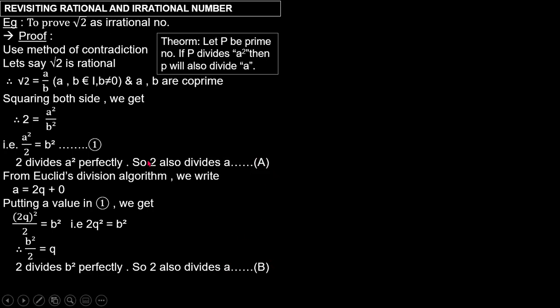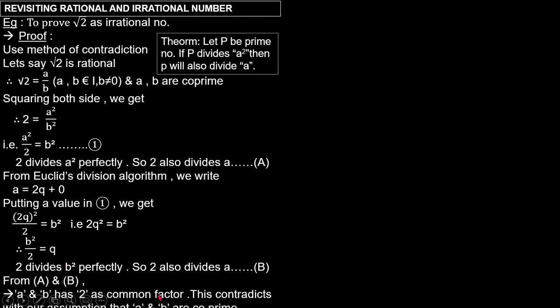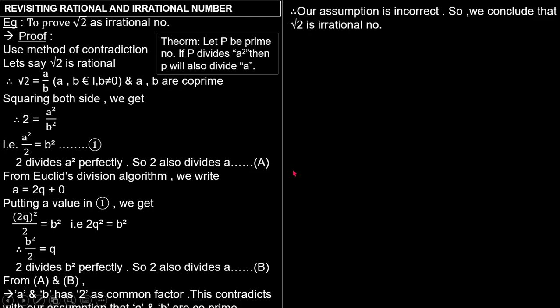From equation 1 and equation 2, you see that 2 divides a completely and 2 divides b completely. So 2 is a common factor of a and b. However, this contradicts our assumption that a and b are co-prime numbers; they cannot have a common factor. So we say that our assumption is incorrect, and hence we conclude that root 2 is an irrational number. So this is the method of contradiction. We assume something, we analyze it, and then we conclude that our assumption is wrong, and hence the given statement is true. We will be using more or less the same steps in our next proof.